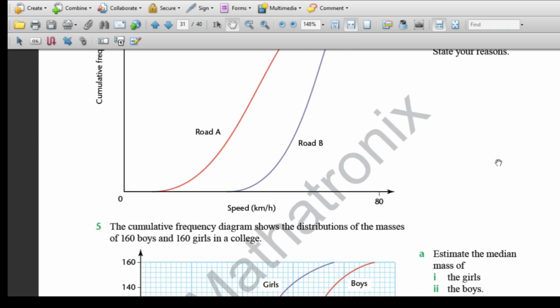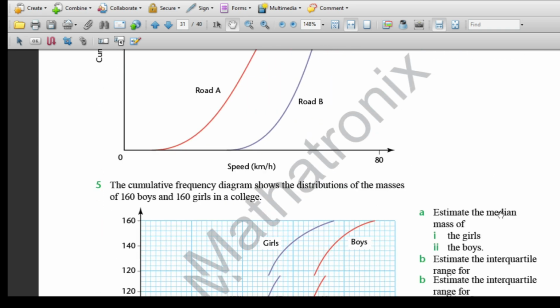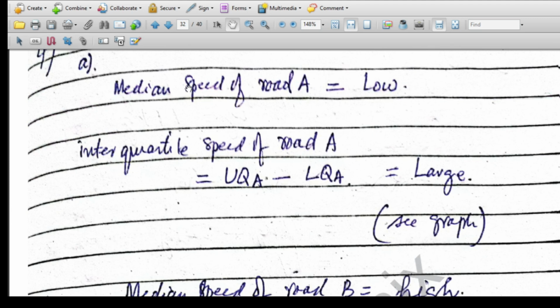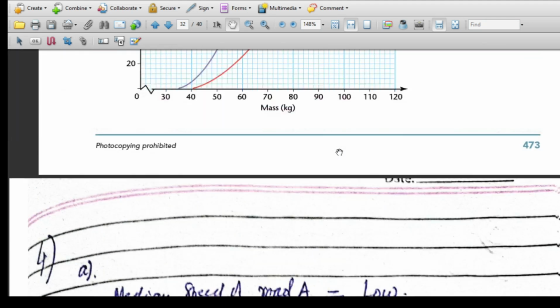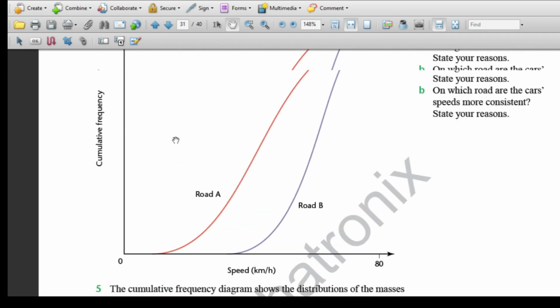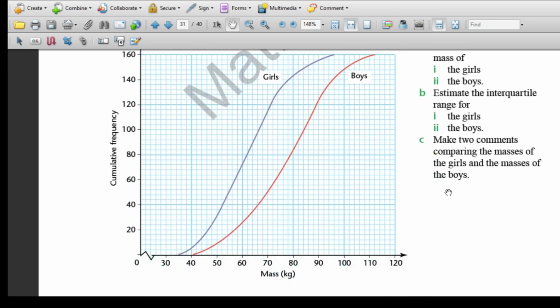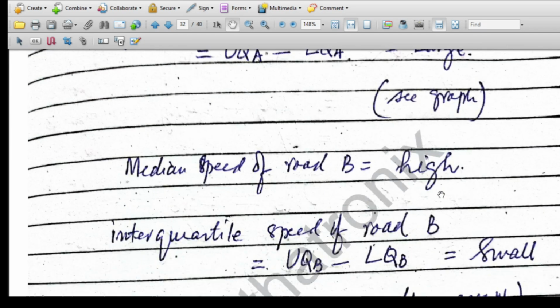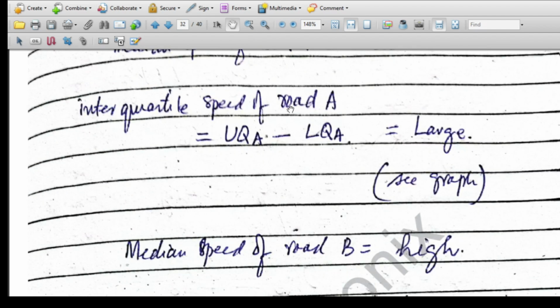Here the median speed is around like this, and here we have this. So we have solved this in here. The median speed of road A is low, the interquartile speed of road A is here and here, and the interquartile range is this. Here the interquartile speed range is small. For the red, the interquartile speed range is a little bit high, the range is larger.